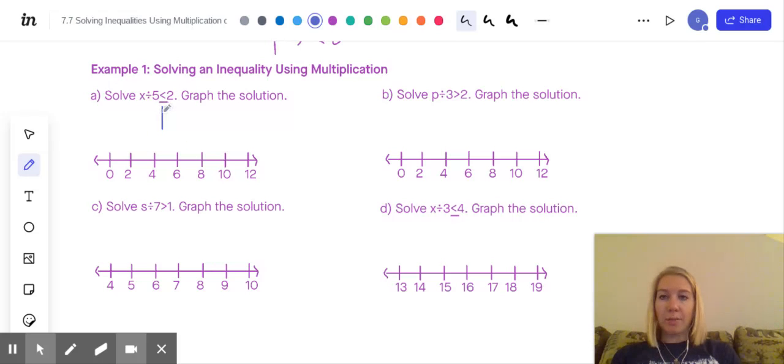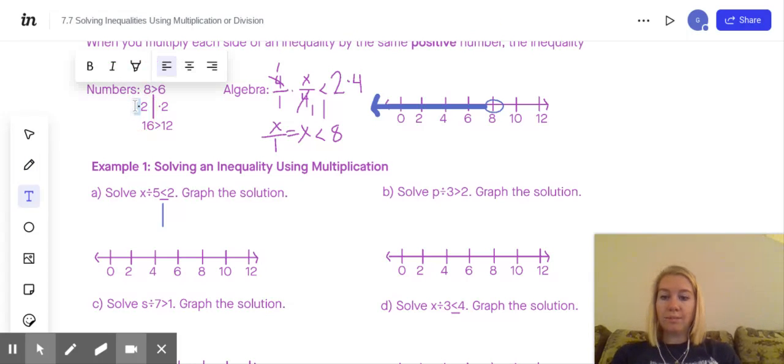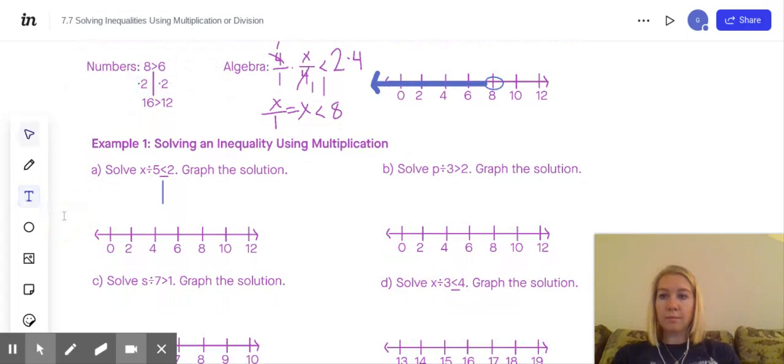We have x divided by 5. We want to get x by itself. The inverse or opposite of division is multiplication. So we're going to multiply both sides by 5. I'm just going to grab a multiplication symbol from up here. I'm going to multiply both sides by 5.